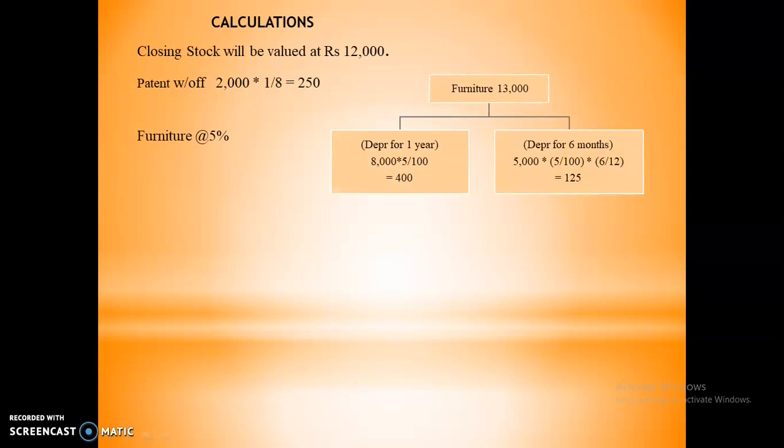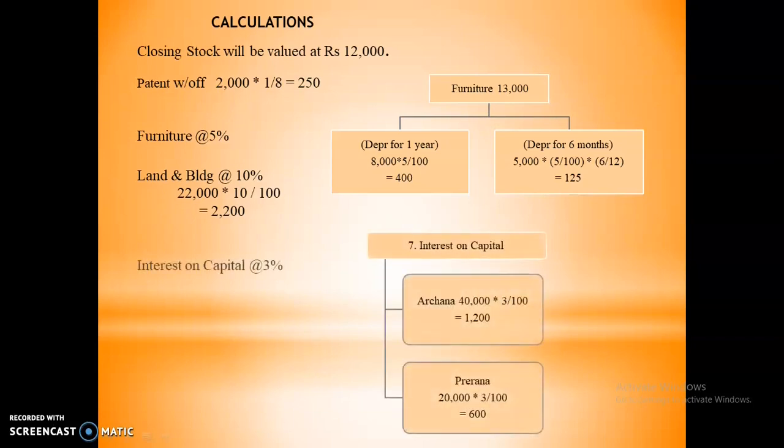The furniture, 5,000 worth of furniture is purchased on 1st of October. So we calculate 6-month depreciation on 5,000, that comes to 125. And full year depreciation on 8,000, that comes to 400. Land and building to be depreciated at 10%. So 10% of 22,000 comes to 2,200.